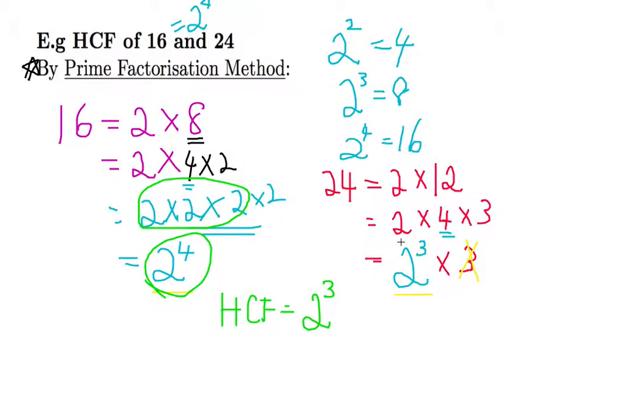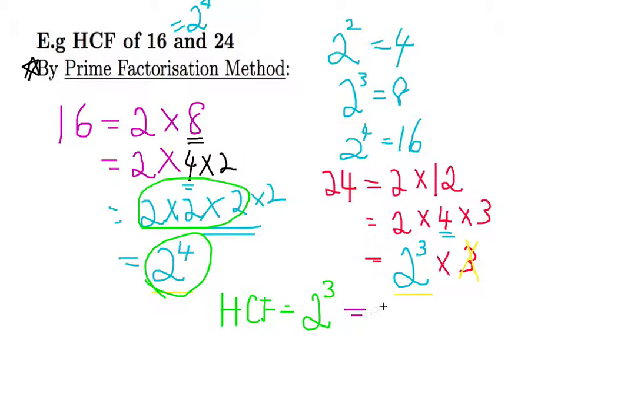And then here we have 2 to the power of 3, right? But we don't have 2 to the power of 4 on this side, right? We don't have 2 to the power of 4 on this side here. So obviously we cannot consider 2 to the power of 4 as our highest common factor. So therefore the answer is 2 to the power of 3.